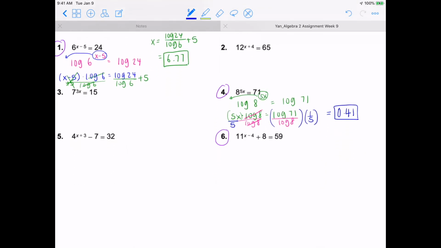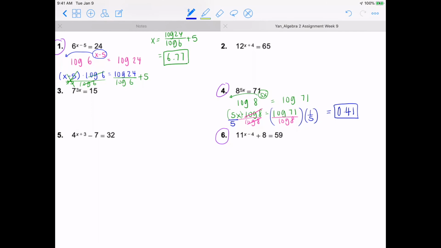Okay, last one. Number 6, can we log both sides yet? No, because we got this plus 8 that's in the way. So we have to get rid of the plus 8 first by subtracting it on both sides. So now it will be 11 to the x minus 4 equals 51. Now it looks very similar to number 1. And we're going to log both sides: log of 11 to the x minus 4 equals log 51.